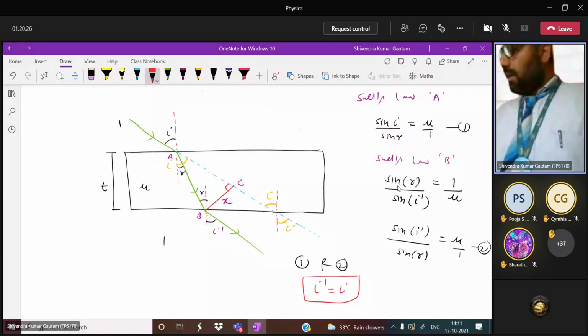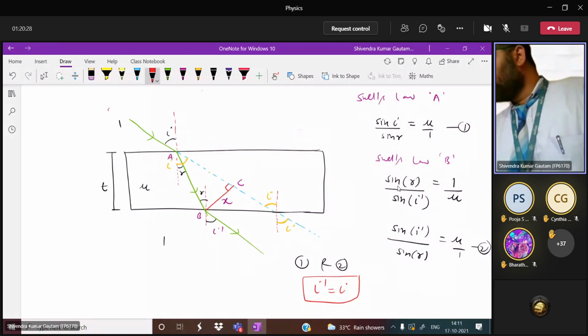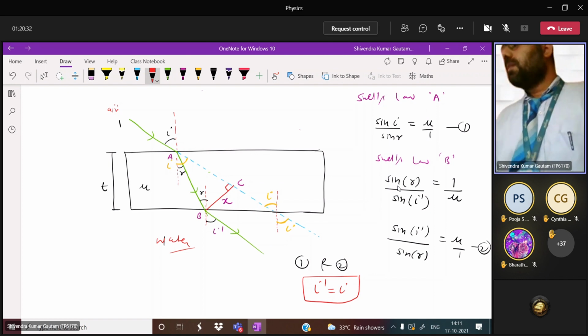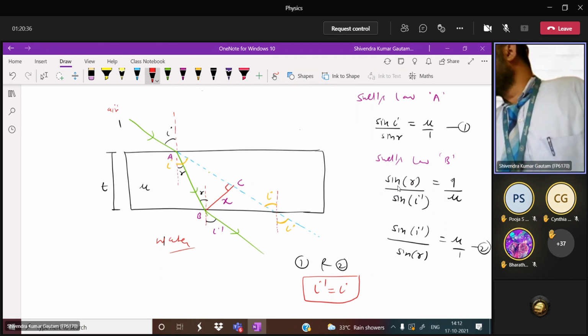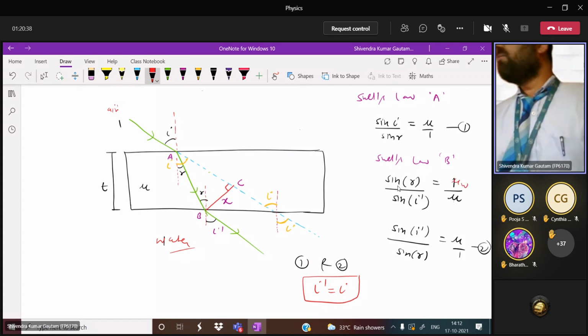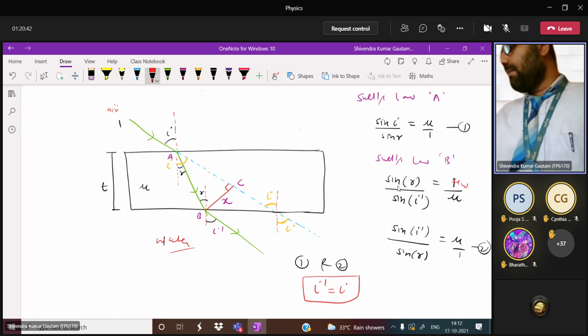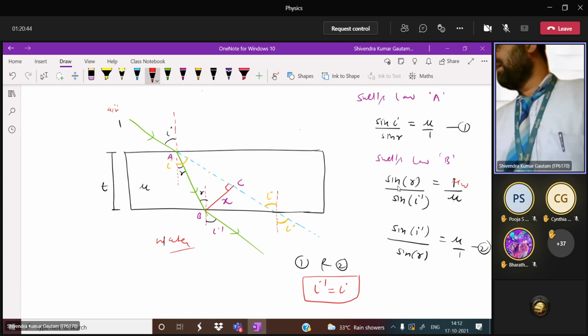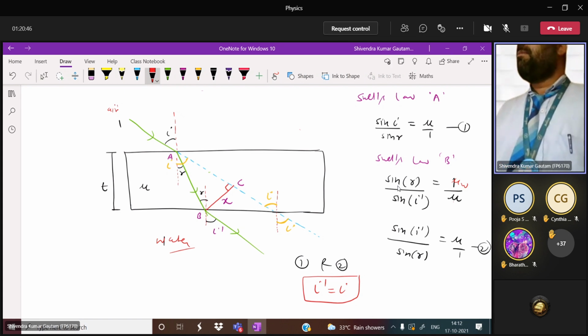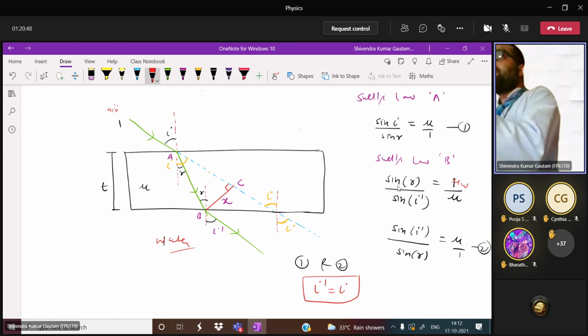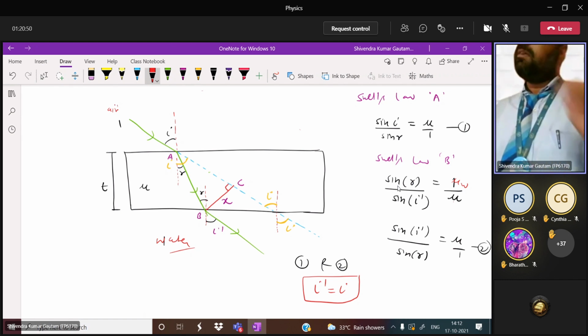Now listen everyone. If instead of air here, there is water, then instead of 1 by mu, what will you write? Mu water by mu. Then will these two equations ever be equal? No, sir, they will not be equal, so this ray will not be parallel. If both sides of this slab have the same medium, then the ray will be parallel. This is one condition.